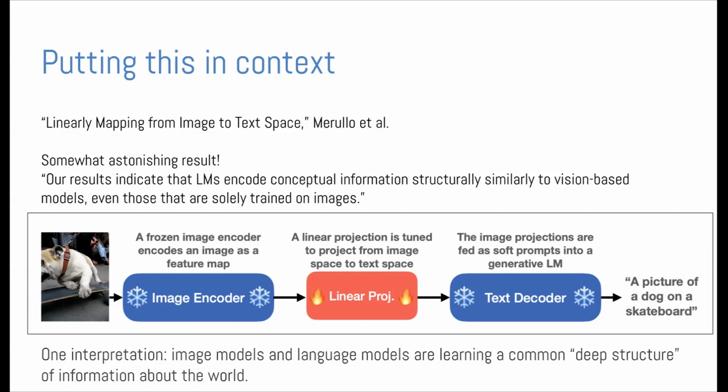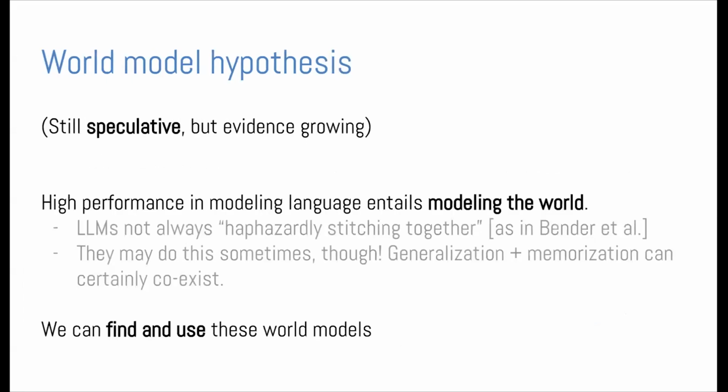Okay, so that's basically what I would say. At this point, I feel like there's a good hypothesis to have that high performance in modeling language or images entails modeling the world. And again, as we saw with Othello and as we saw actually in the stable diffusion, there's not necessarily 100% usage of models. This is a complicated, nuanced thing, but the models typically will be there if we find them. Again, this is still at the hypothesis stage, but I think the evidence is really growing.